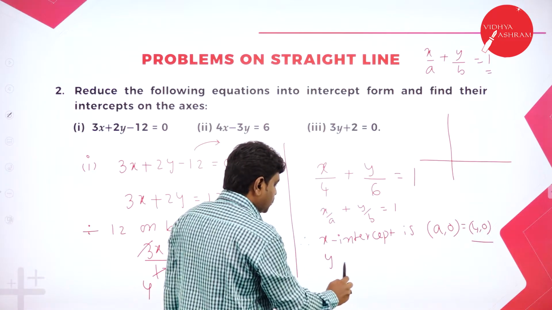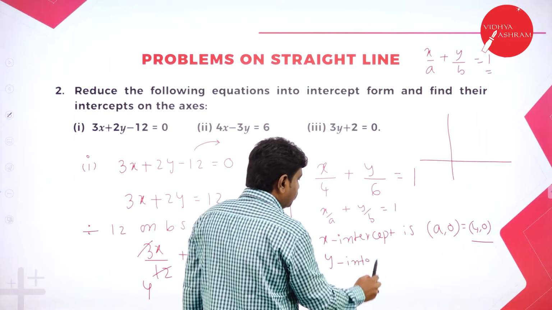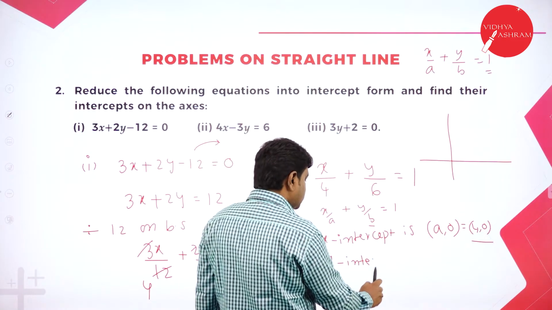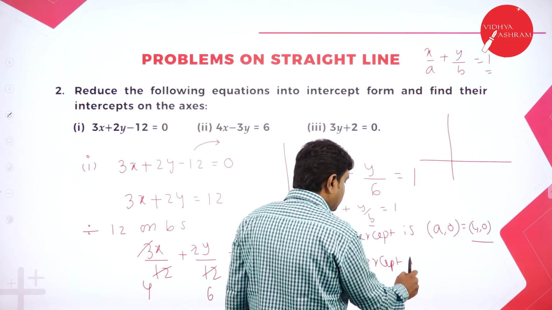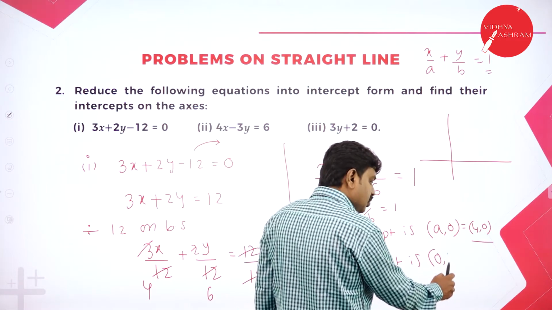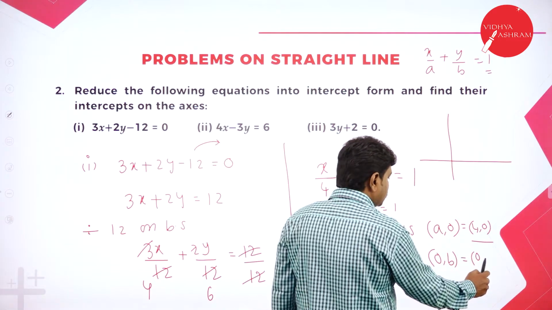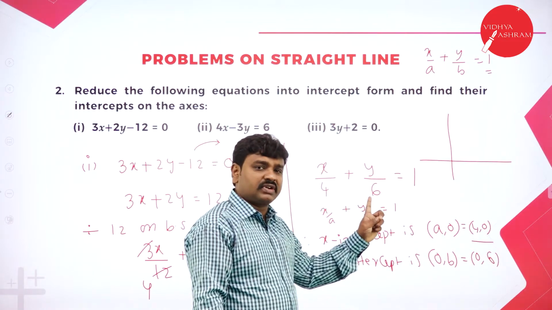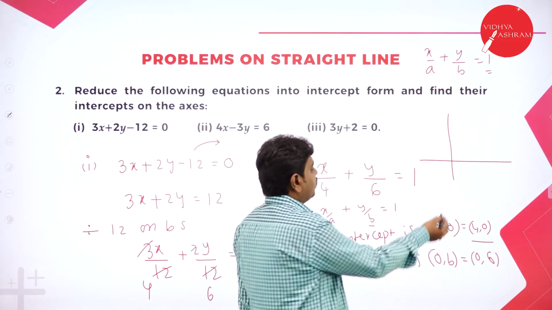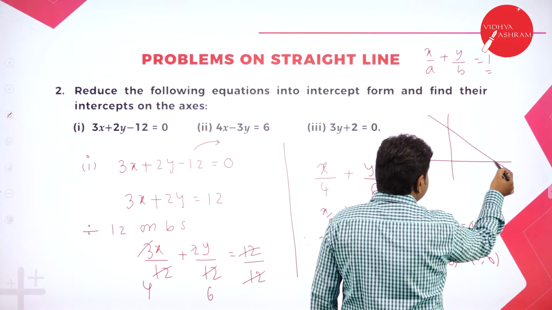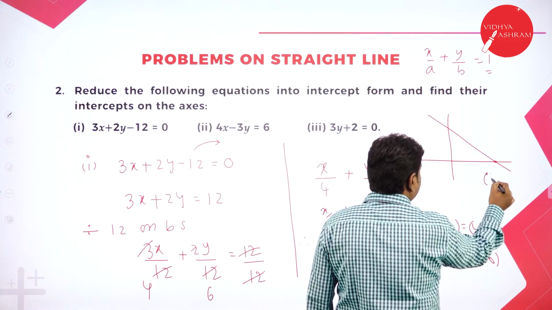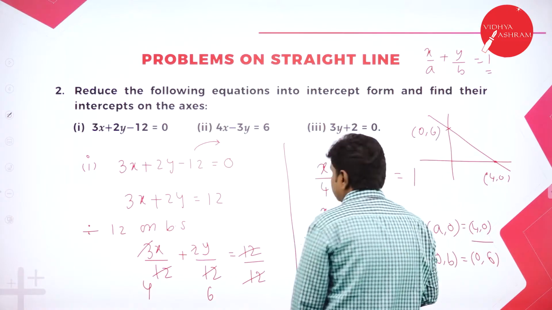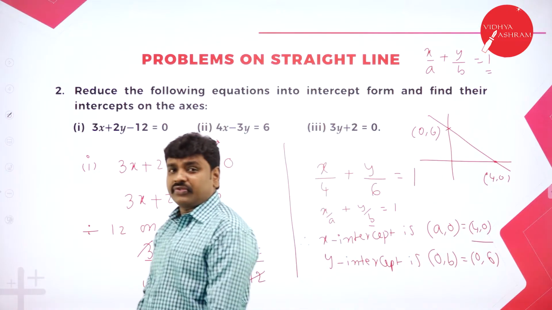And the y intercept means b. In the place of b what do you have? 6. The y intercept is the point where the line cuts the y axis. It will be in the form 0 comma b, which is 0 comma 6. Or directly you can say 4 is the x intercept, 6 is the y intercept. If I draw the line, it cuts the x axis at 4 comma 0 and the same line cuts the y axis at 0 comma 6. I hope all of you understood.